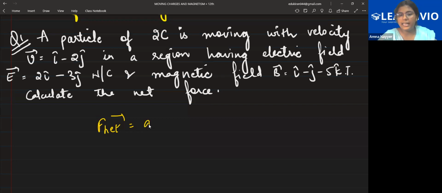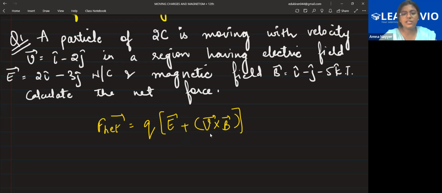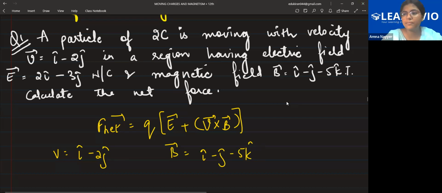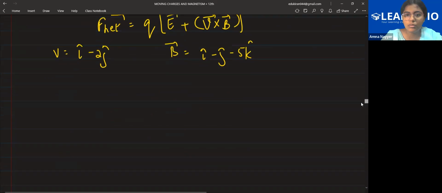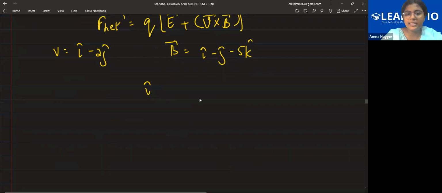How? Take the charge common, and add the electric field to the cross product of velocity and magnetic field. So the first task is to find their cross product. Velocity is i cap minus 2j cap and magnetic field is i cap minus j cap minus 5k cap. So we'll form the determinant system. We'll use i cap, j cap, k cap.